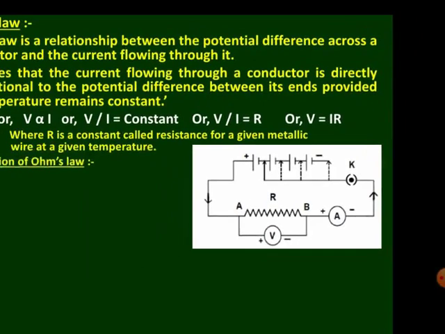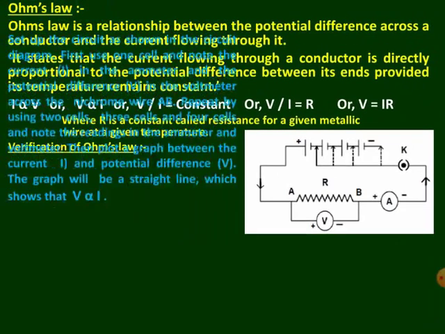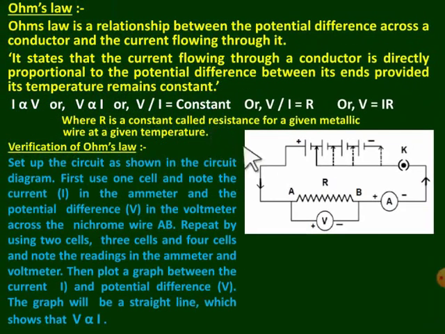Now with this, we will go to the description part. Let's see. Set up the circuit as shown in the diagram here. First use one cell and note the current that is flowing in the ammeter, and the potential difference across these two ends by the voltmeter. So you keep on noting down these two readings, one for the potential difference across this end and the other is the current read by this ammeter.